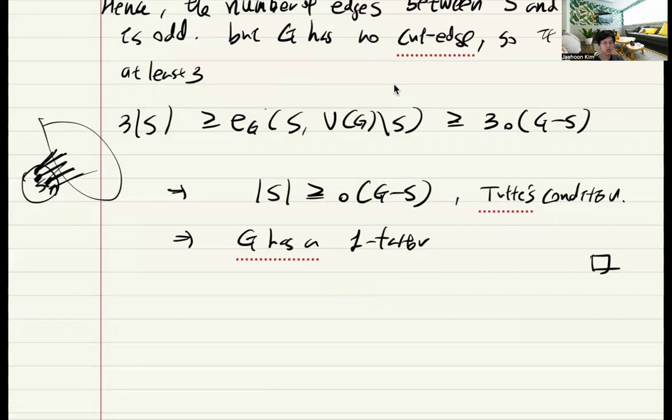Okay, so today we learned about Tutte's theorem and Tutte-Berge formula, which gives the size of the largest matching in G. And we also learned about Tutte's f-factor theorem, which gives us the criteria to check for the existence of an f-factor. And yeah, that's what we learned.